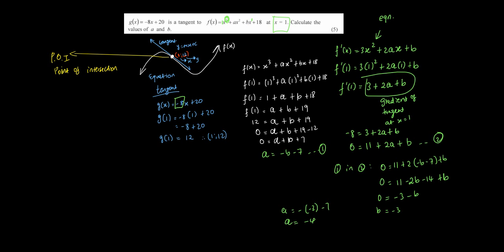Let me just also say, let's just say I give you f of x is equal to, maybe 2x cubed minus px plus 6. Then I say to you, the equation of a tangent is, maybe k of x is equal to x minus 3 at x is equal to 2. Then I say find the value of p.